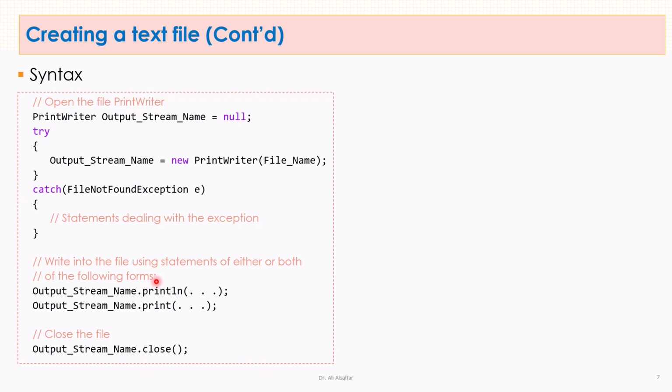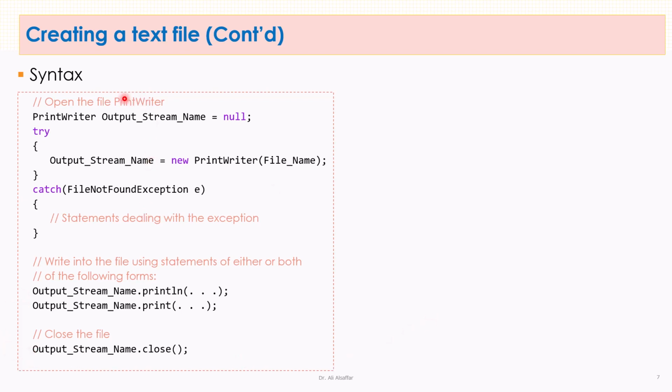After finishing writing into the file, step 3, you close the file by writing the name of the output stream, which is the variable of the output stream, followed by dot, followed by the method close. And this is how, syntactically, you open a file for writing as a text file, and step 2, you write into the file, and step 3, you close the file.